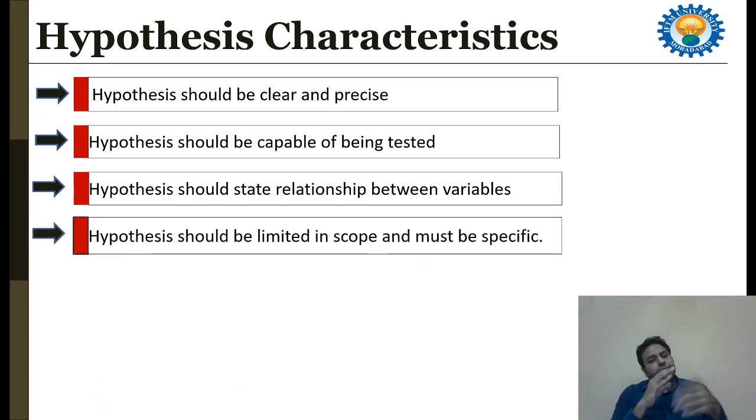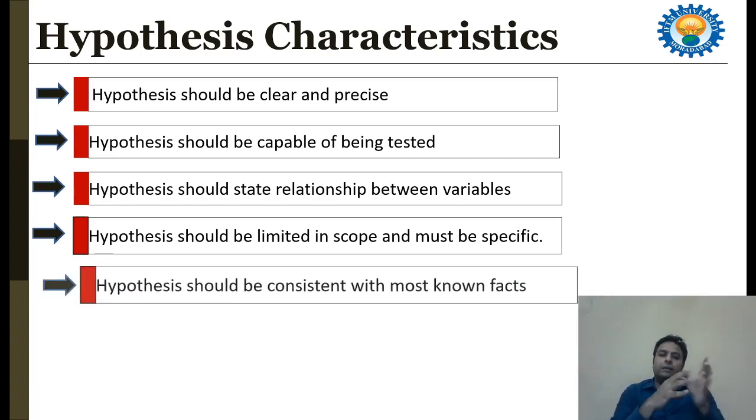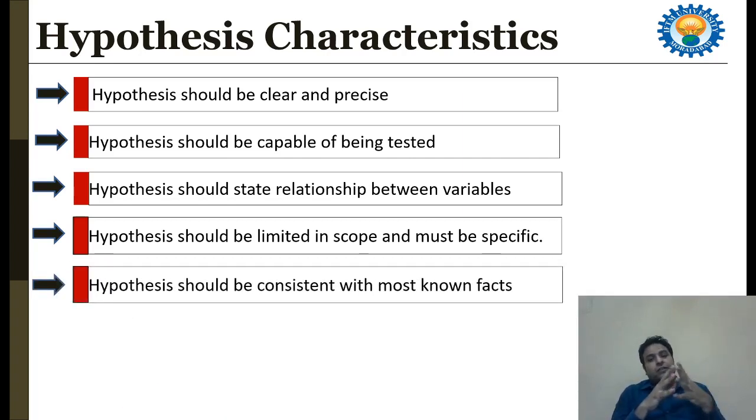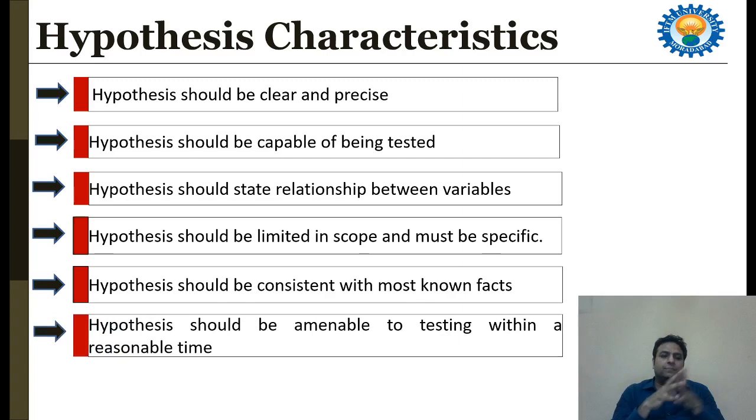It should be limited in scope and it must be specific. The researcher must take due care while specifying the scope of the statement. The scope should be narrow because a narrow statement can be tested, but the widest hypothesis cannot be tested. So it should be specific and the scope should be limited. It should be consistent with most known facts. So the hypothesis should be designed in such a way that it establishes the facts also.